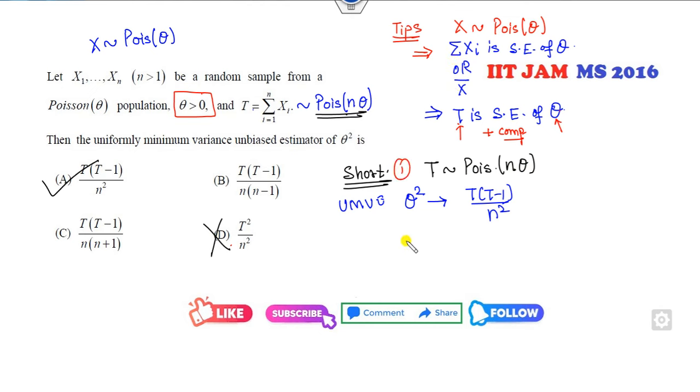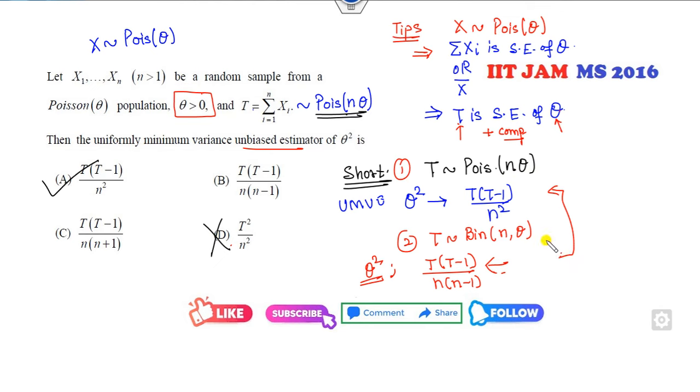However, if T follows a binomial distribution with the parameter say n comma theta, then the UMVUE of theta square is T into T minus 1 over n into n minus 1. Fine. You can remember this shortcut trick. So if you remember this shortcut trick, you can directly get the answer: A is the right answer. Otherwise, you can find the expected value of this. If it comes to theta square, then you can check which of the options is the correct one.